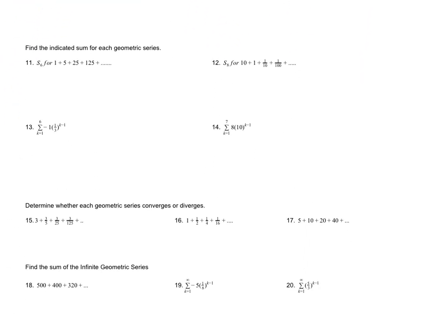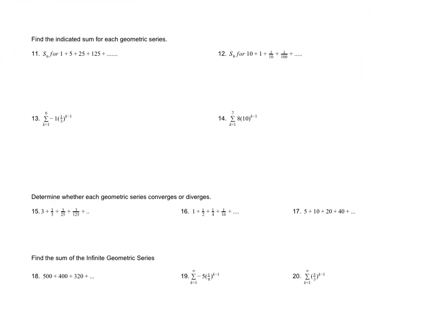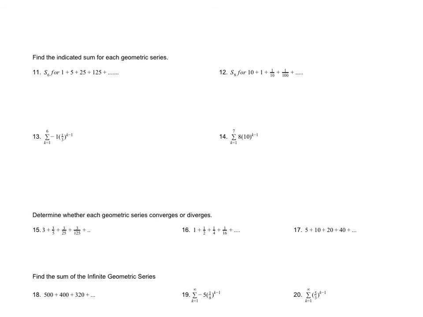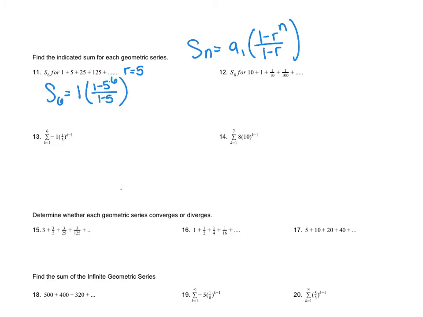All right, so next we find the indicated sum for the geometric series. So for the formula for this, just to reiterate, S_n equals my first term times 1 minus r to the n divided by 1 minus r. We need our first term, our number of terms, and our common ratio. So my ratio here is 5. So the sum of 6 equals my first term times 1 minus 5 to the power of 6 over 1 minus 5. So the sum here is 3906.